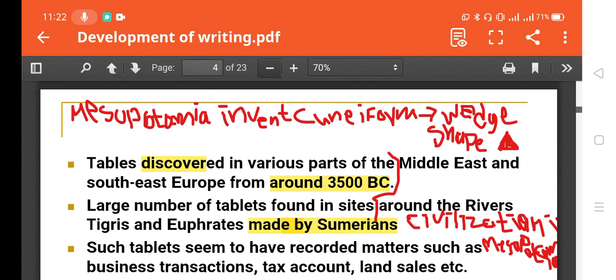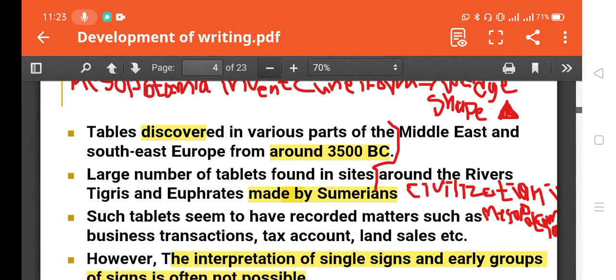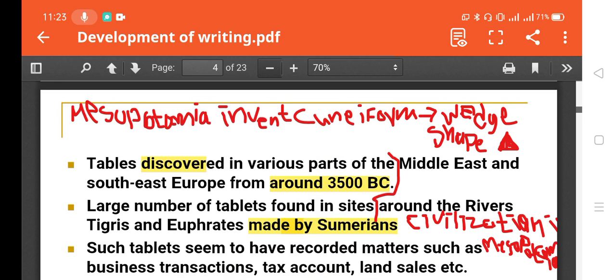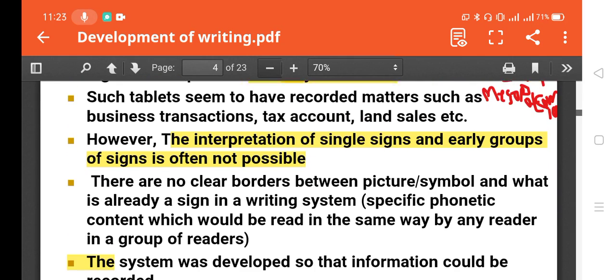The samples discovered in various parts of the Middle East around 3500 BC were made by the Sumerians. And who are the Sumerians? It's basically a civilization in Mesopotamia who invented cuneiform. We'll discuss later what cuneiform is. It means a wedge shape, a triangular-like shape. They used to write using such shapes. We'll see this in detail later in this video.